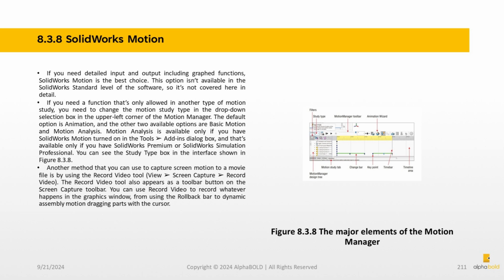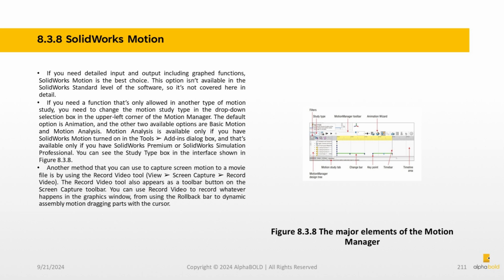If you need a function that's only allowed in another type of motion study, you need to change the motion study type in the drop-down selection box in the upper left corner of the Motion Manager. The default option is Animation, and the other two available options are Basic Motion and Motion Analysis. Motion Analysis is available only if you have SOLIDWORKS Motion turned on in the Tools Add-ins dialog box, and that's available only if you have SOLIDWORKS Premium or SOLIDWORKS Simulation Professional. You can see the study type box in the interface.